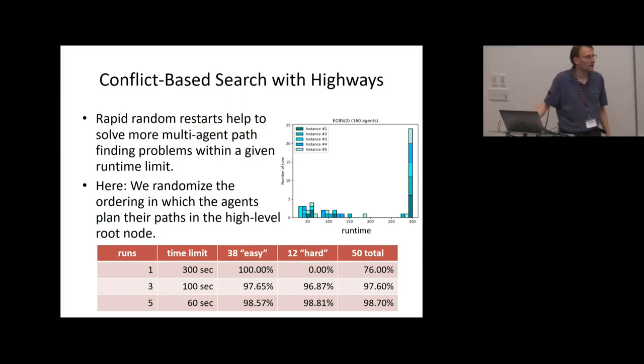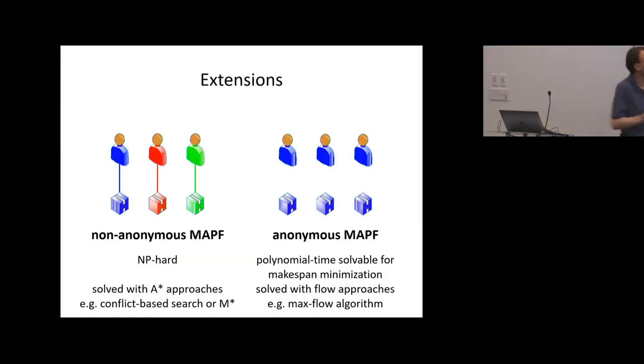Now, let me talk about some generalizations here as well. Of course, I lied a little bit to you when I said, well, here's what the multi-agent pathfinding problem is all about. I said, you have a bunch of robots, you know where they are in the environment, for each one you have a goal location. And then we said, okay, the problem is hard to solve, even to approximate, but we can solve it halfway decently efficiently with A-star approaches like this one.